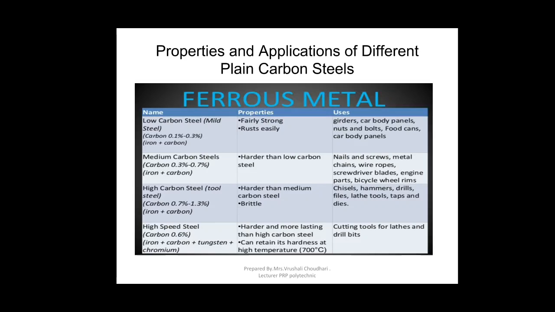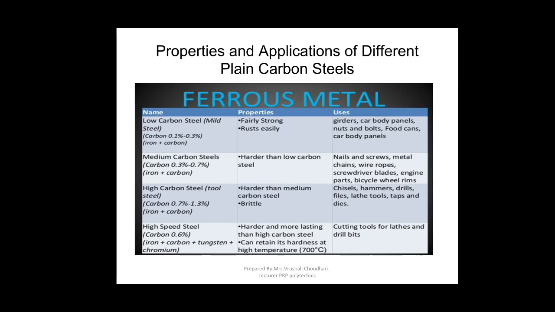By seeing this chart, you will understand better. Low carbon steel is called mild steel. It is almost pure steel and rusts easily. It is used for making car body parts, nuts, bolts, and food cans.